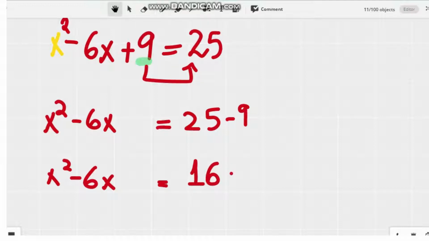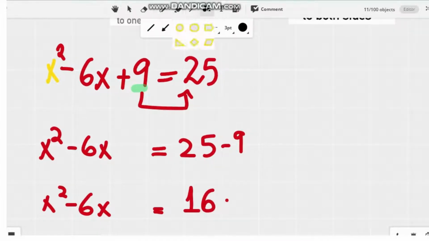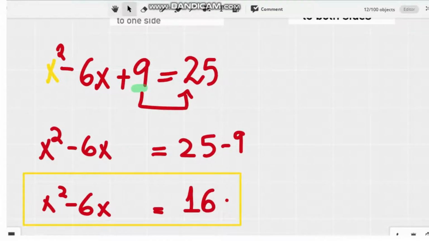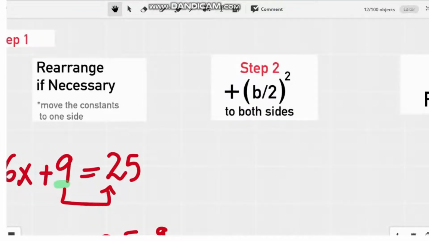16 we get. Now what is the next step? This thing we did: we moved the constant term to the right side and subtracted it. This was our first step. Step number 2 is to add the b over 2. B is the second term of our quadratic equation. If you look at our question, the second term is 6x, so it means that b is 6.